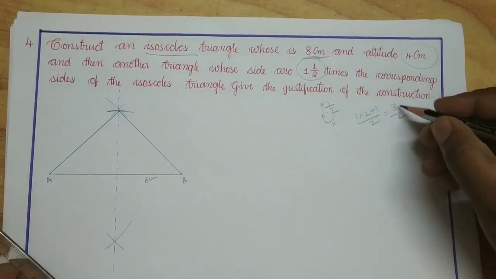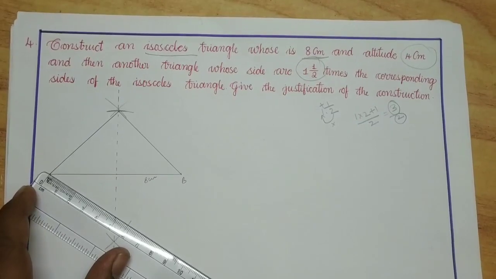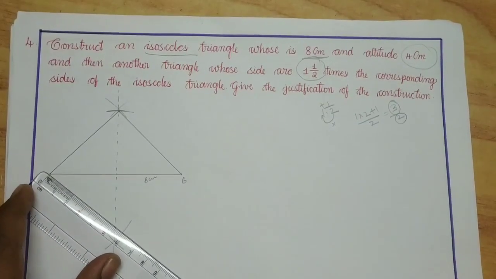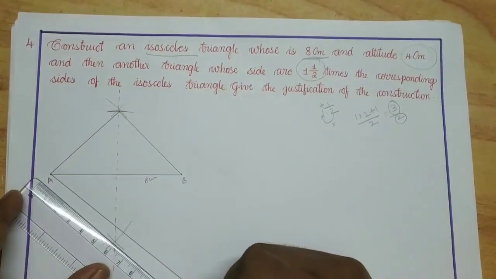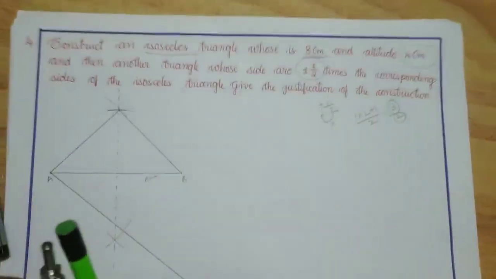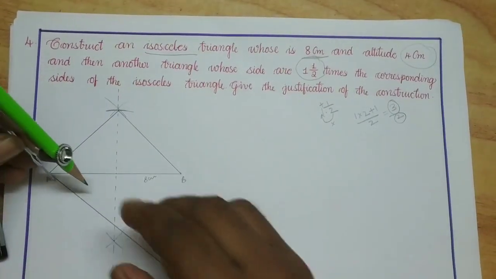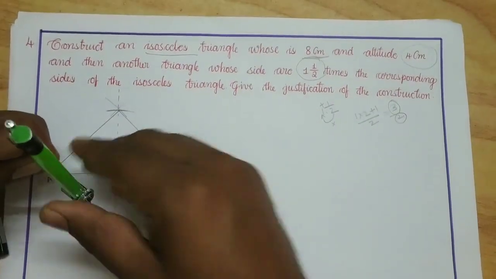The greatest number among 3 and 2 is 3. So draw an acute angle. With that we have to draw a ray, ray AX. And make a number of parts; the greatest is 3, so the bigger number is 3. So make 3 equal parts on AX. Divide into 3 equal parts.